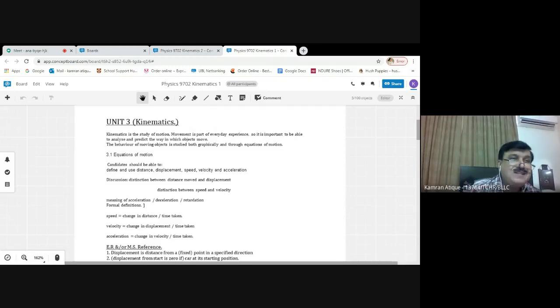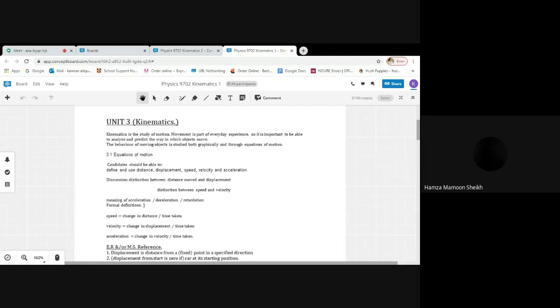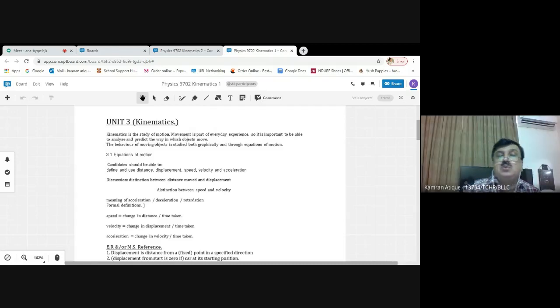Okay, so distance is the length moved between 2 points, length covered between 2 points, length traveled between 2 points, and displacement is the distance covered in a specified direction. Am I right, Hamza? Yes, sir. So, what is the difference between the distance moved and displacement?